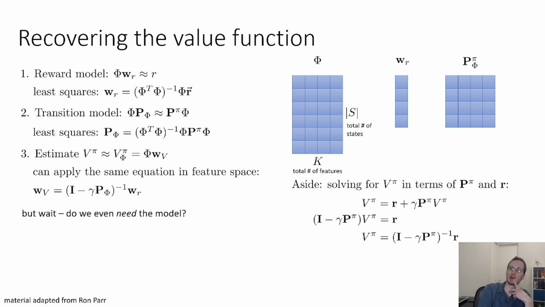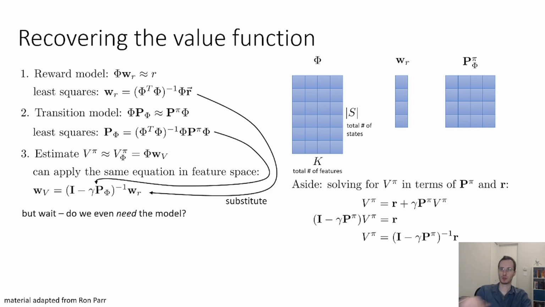But wait, do we even need the model? We were solving for WR and P phi, but all we really need is WV. So what if we just substituted the equations for WR and P phi directly into this equation for WV? If we do that, okay, we get a mess, we get an alphabet soup. If this looks like a confusing equation, don't worry, I literally just copy and pasted the WR and the P phi into that equation for WV.